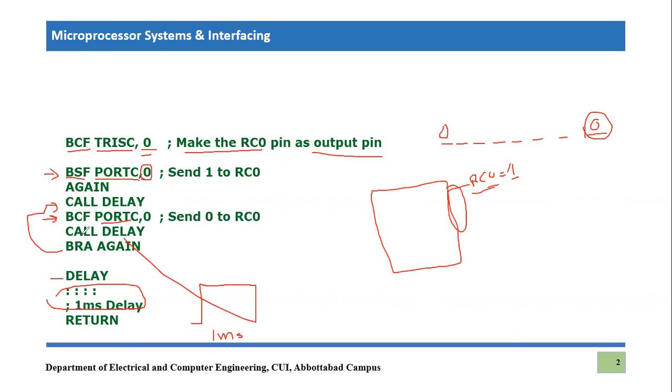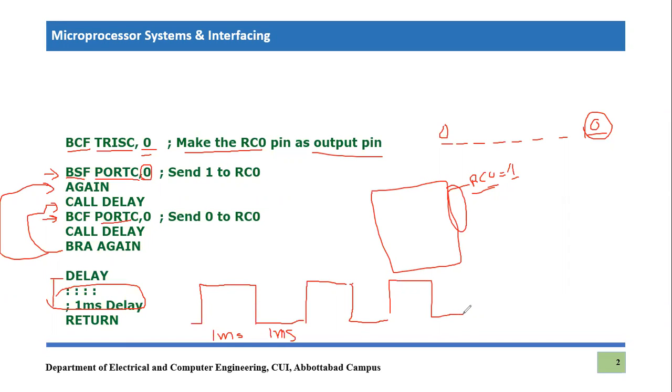And then again, I'm sorry. Then we call delay. So it will go for 1 millisecond. So this will remain down for 1 millisecond. I hope this point is clear. And then we branch again to this point and repeat this procedure. So it will again equal 1 for 1 millisecond. It will again equal 0 for 1 millisecond, and this process will continue for an indefinite time interval.